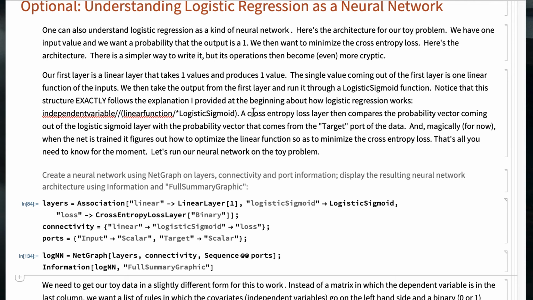Then what we're going to do is take a cross-entropy loss layer, and that's going to compare the probability vector coming out of the logistic sigmoid layer with the probability vector that comes from the target port of the data. And that's the architecture. What's going to happen when the net is trained is it's going to fiddle with the coefficients inside this linear layer until it minimizes the cross-entropy loss. And we know from above that minimizing the cross-entropy loss is a way of finding a maximum likelihood estimate for the parameters of the logistic regression problem.